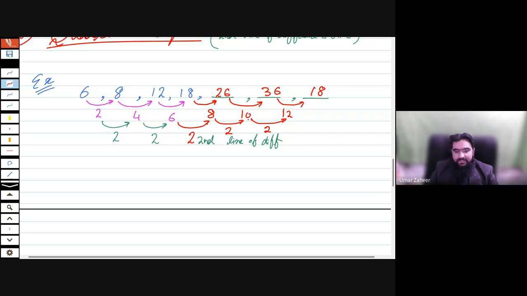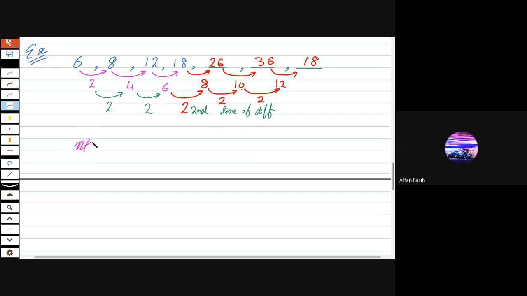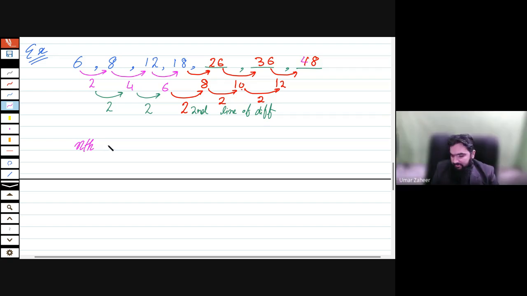So this is how you have to find the next terms as well. But obviously that is time consuming, so we have to use a formula to find any nth term. The nth term for the quadratic sequence is a plus n minus 1 into d1 plus d2 divided by 2 into n minus 1 into n minus 2.